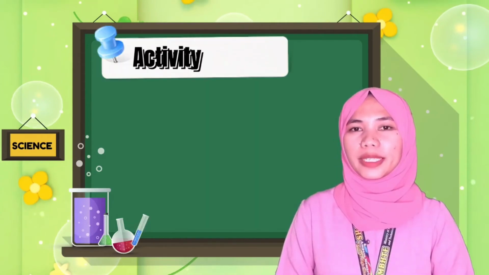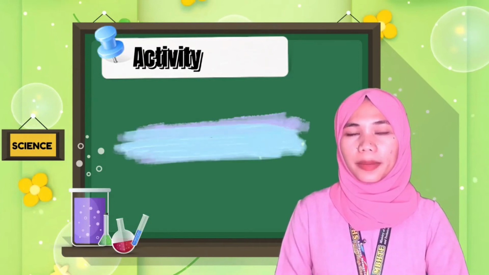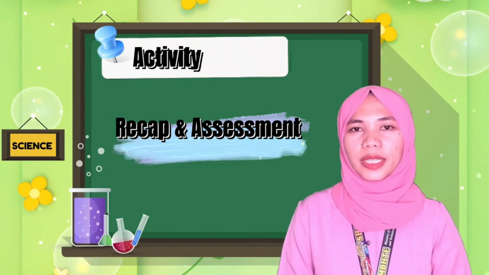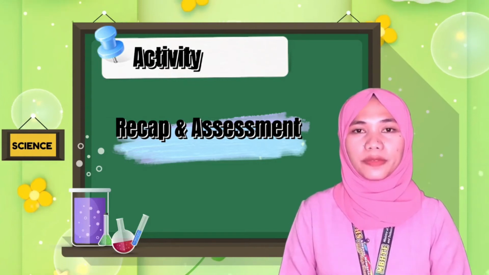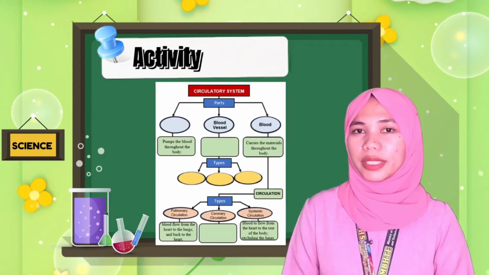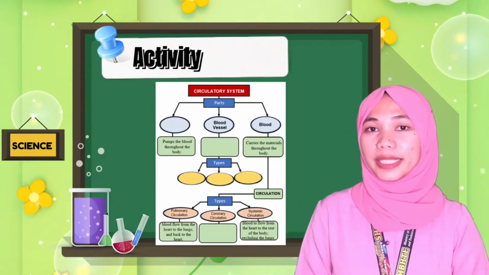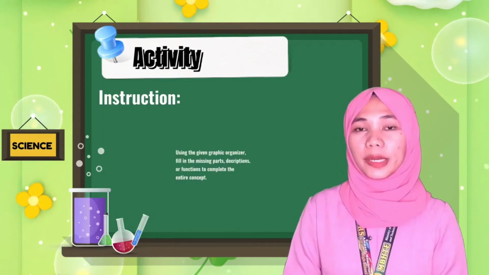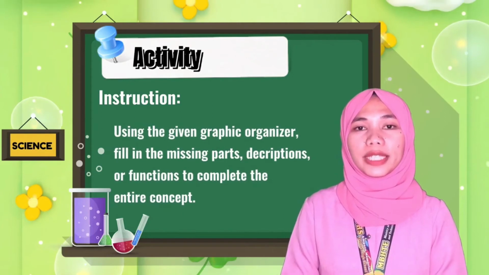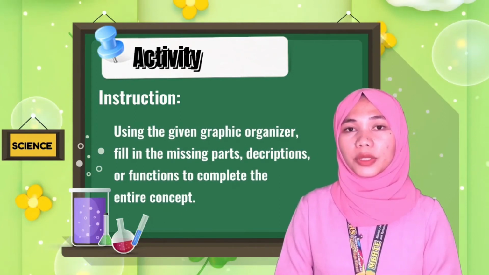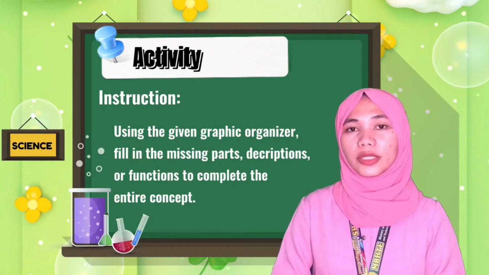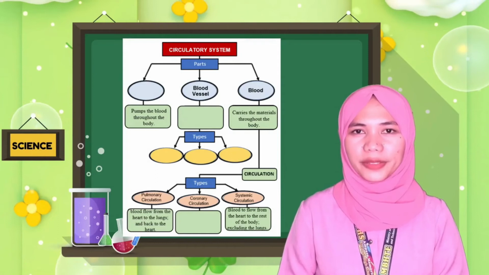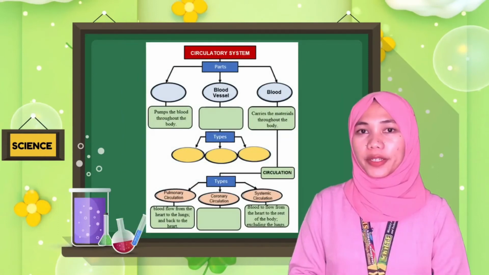We will now perform an activity that will serve as a recap and at the same time assessment of our discussion earlier. And because of your participation, I am confident that this activity will be easy for you. Are you ready? Good. Now this is the instruction. Using the given graphic organizer, we will fill in the missing parts, description, and function in order to complete the entire concept. And we will answer it together. Okay, let's start with the first one.